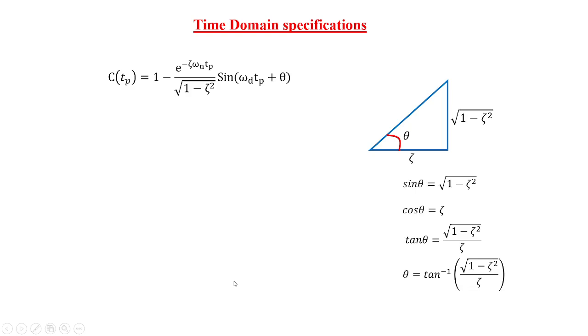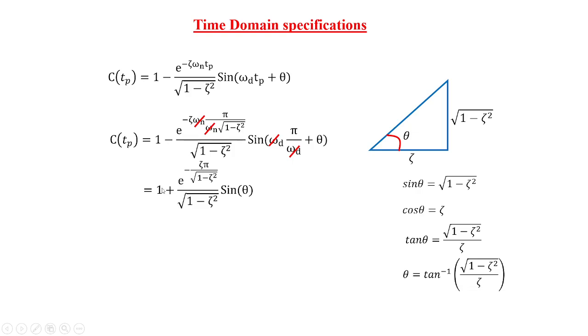Now we will make use of this, and C of infinity changes to 1 minus, substitute the value of t as infinity, we are going to get 1 minus 0, which is nothing but value 1. For tp, we have substituted the value, just replaced tp with the peak time value, altered the equations and cancelled out the like terms, and we are left with C of tp value equal to 1 plus e to the power of minus zeta pi by under root of 1 minus zeta square whole divided by 1 minus zeta square multiplied by sine theta term. Now when you take this value and cancel out the like terms from this triangle, we are left with C of tp value as 1 plus e to the power of minus zeta pi by under root of 1 minus zeta square.